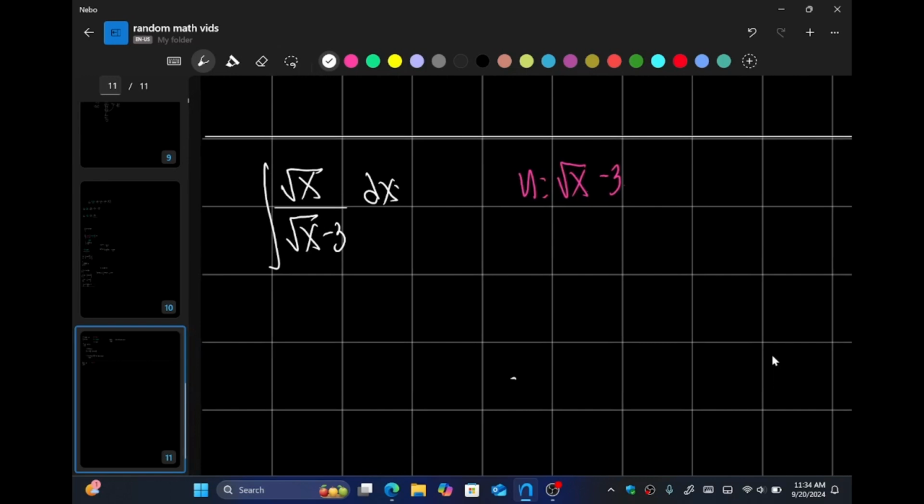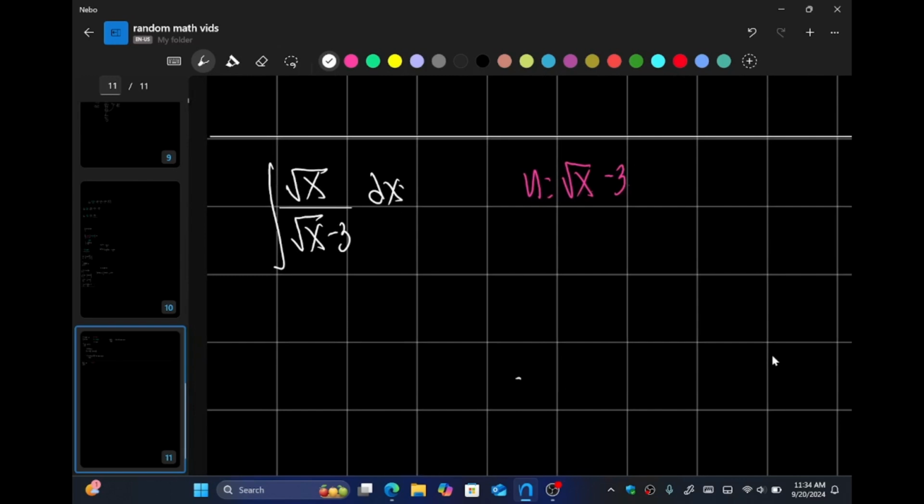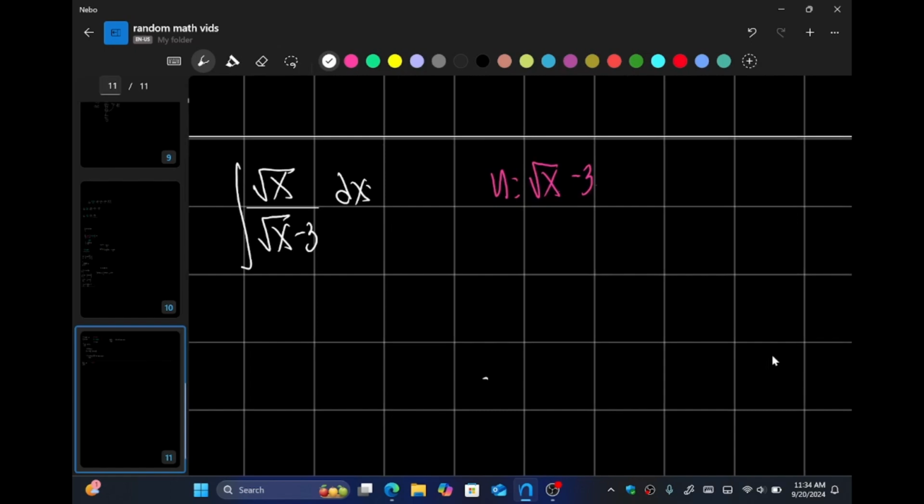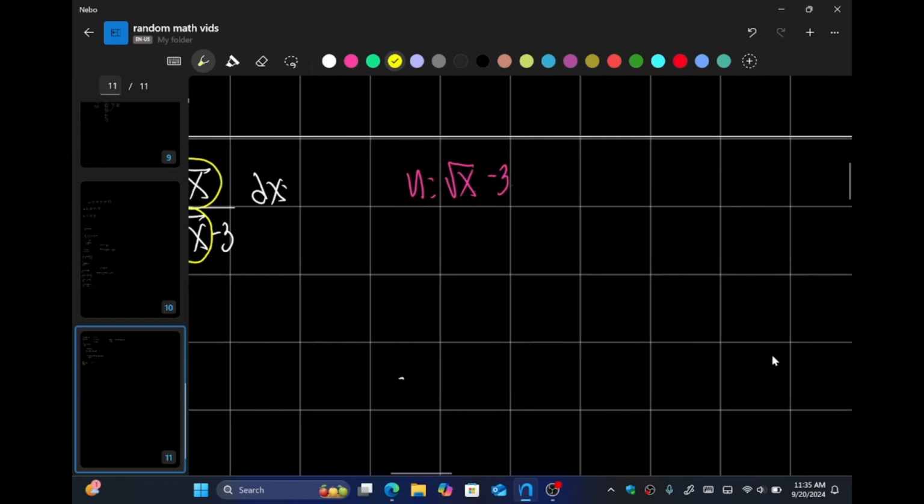Now this is where I want to do, instead of the traditional approach, where we make everything in terms of u, what I'm trying to say is I'm going to solve for x. So this is how it's going to go. We're going to put the square root of x here and here. So we're going to substitute.